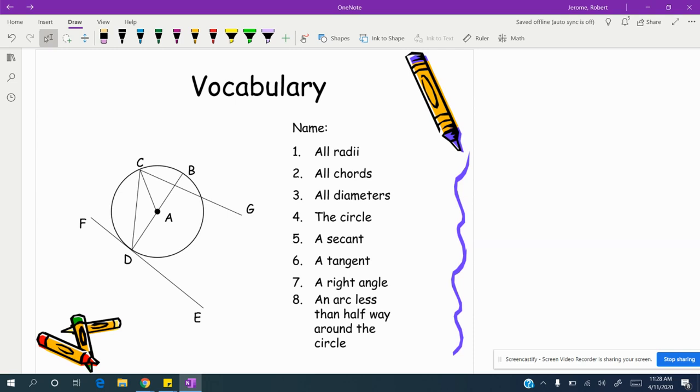All right, so we're back, and we're asked to name a few things. So let's see what we have going on here. We're asked to name radii. A radius goes from the center to a point on the circle. So we've got a couple in this picture. We've got AB, we've got AC, and we've got AD.